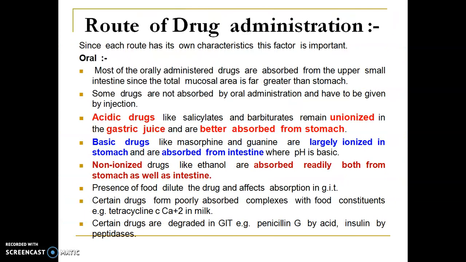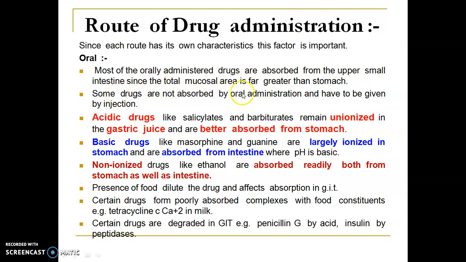Let's begin with the route of administration. So we'll discuss route of administration as a factor affecting, considering three important routes: oral route, parenteral, subcutaneous and intramuscular, and topical route. So in case of oral route, we all know that when the drugs are administered by oral route, drugs are absorbed from two important parts of GIT, one from small intestine and second from stomach. The drugs administered by oral route are absorbed more from upper small intestine because of more surface area.